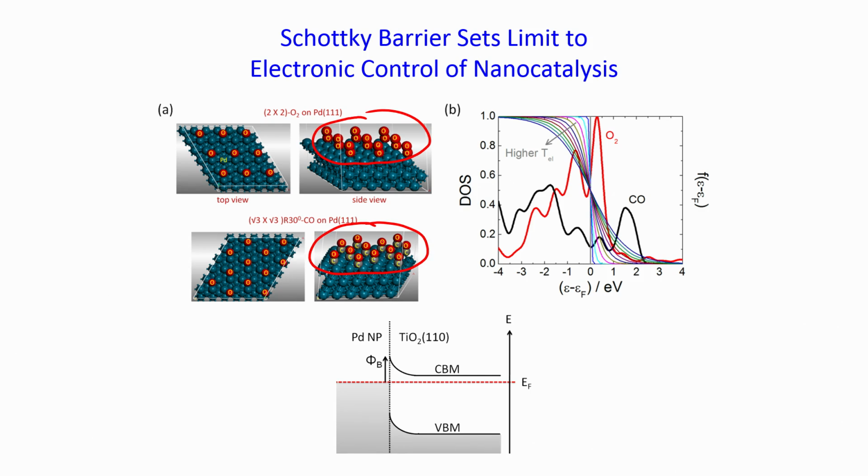Now, oxygen and CO, how they sit on the surface, they can differ. And this is, for example, root 3 R30 degree CO arrangement. This is surface science nomenclature. Surface science is a field where we study the structure of the surface under ultra high vacuum, under very pure condition, so that we do not have any impurity on the surface.